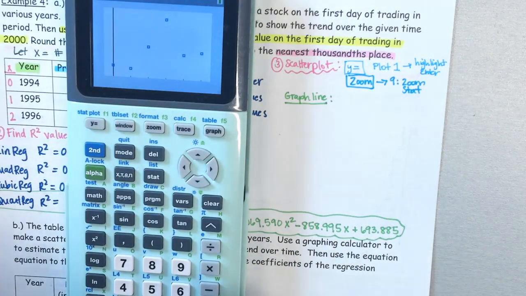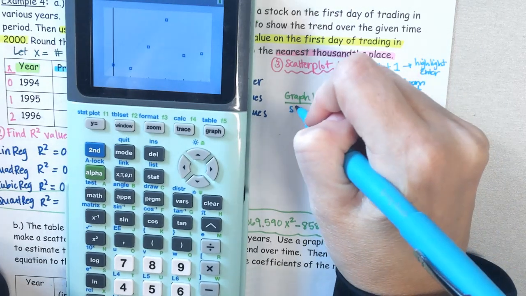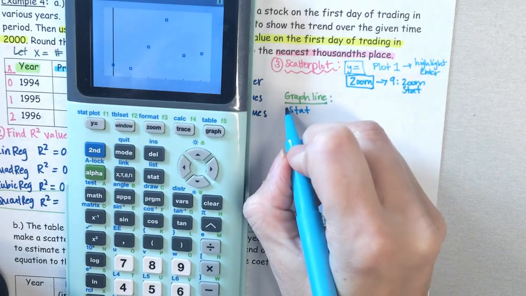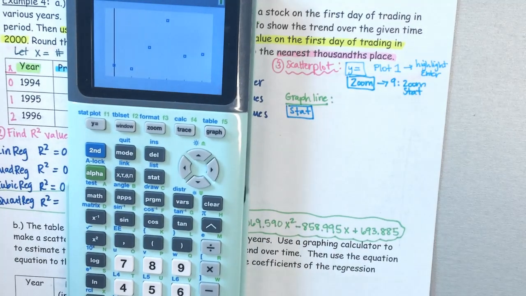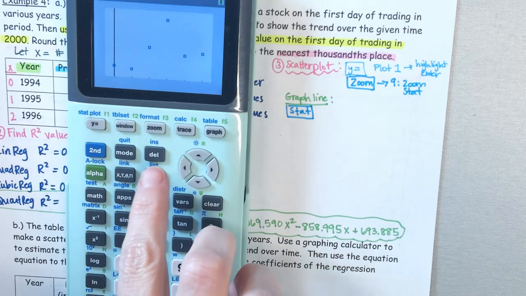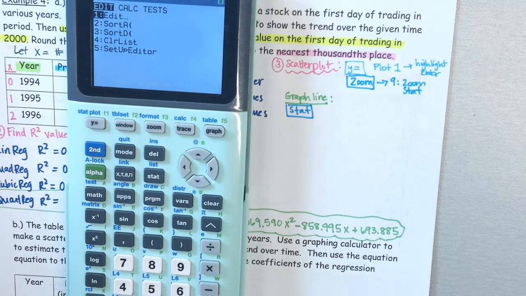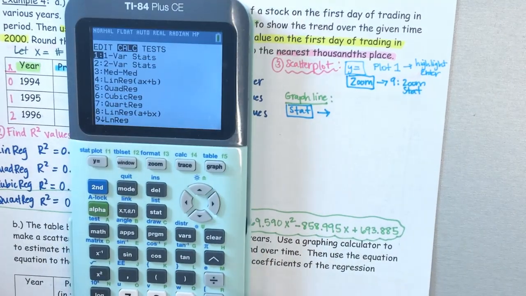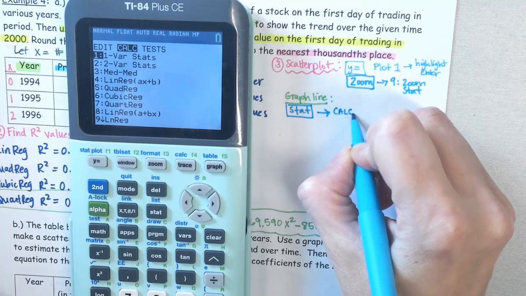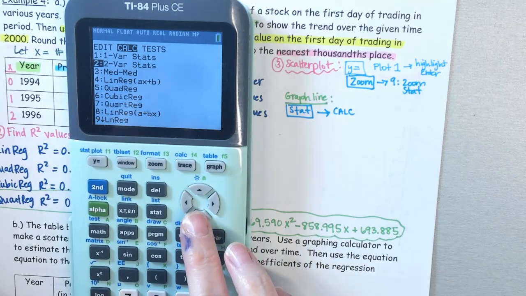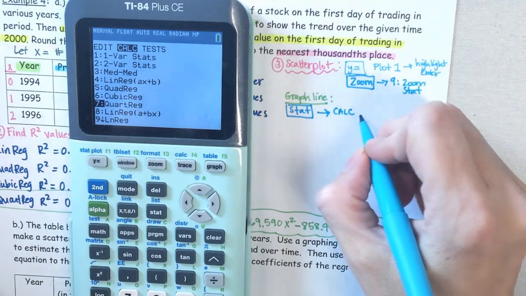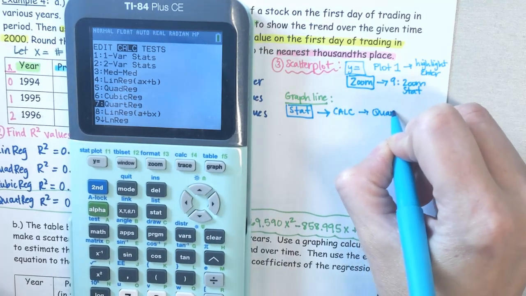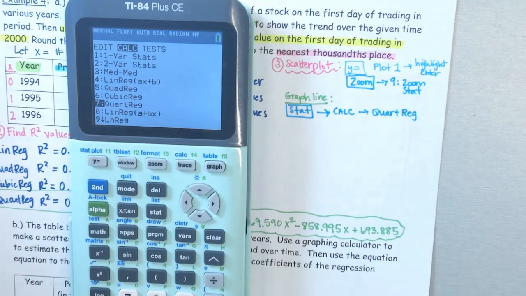you are going to go to STAT. So I try to put the buttons in a button there. So STAT, and then we're going to arrow over to CALC. And then whatever you chose, so we chose QuartReg, we're going to go to QuartReg. Okay, because QuartReg was our regression, that was the strongest. Okay, and then don't calculate this, just press enter.